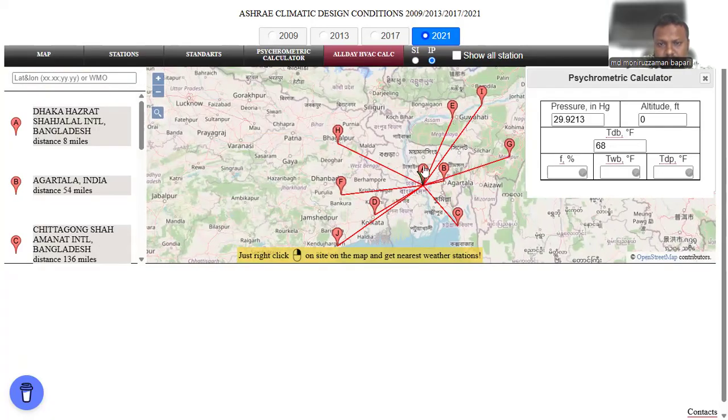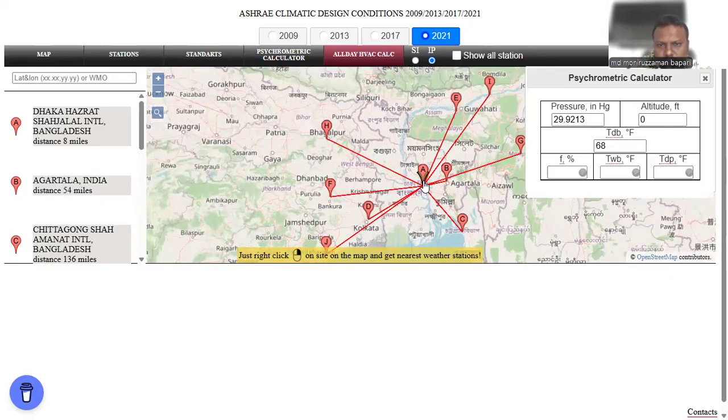this particular website or database is providing me the nearest weather station database. So for instance, the very closest one is A. It goes for Dhaka Hazrat Shahjalal International Airport. The second closest data is B. It goes for Agartala, India. Third closest one, Chittagong here. So A, B, C, D. The E is in here. F, G, H, I, like this. So basically, you're going to use the closest one here.